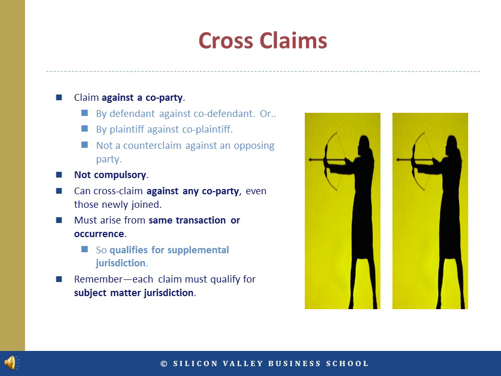This is often useful to know when checking that each claim qualifies for subject matter jurisdiction. The courts can only consider claims within their subject matter jurisdiction, so each cross-claim added into a case before federal court has to qualify for diversity, federal question, or supplemental jurisdiction.